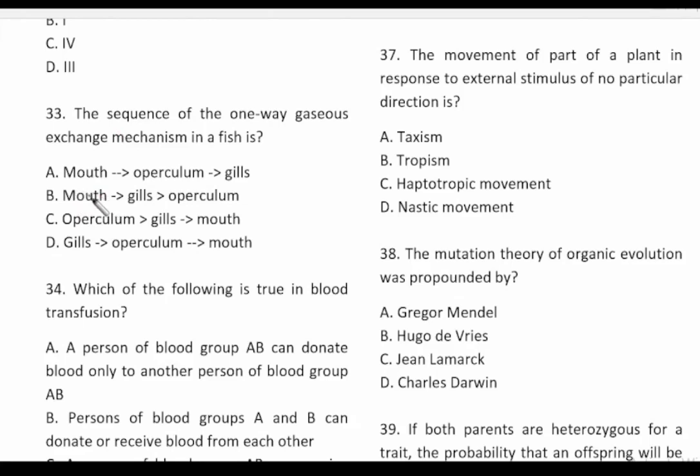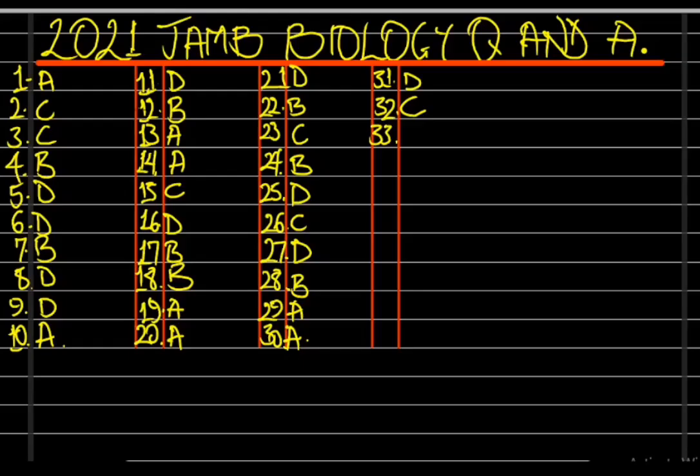The water goes into their mouth, and by the time the water is transferred to the gills, the fish uses its system to carry out the extraction of the oxygen in the dissolved form in water, and then it expels the remnant of the water through the operculum in the sides of the body of the organism, talking about the fishes. So the system is actually through the mouth to the gills and then the operculum. Option B is the answer to question 33.